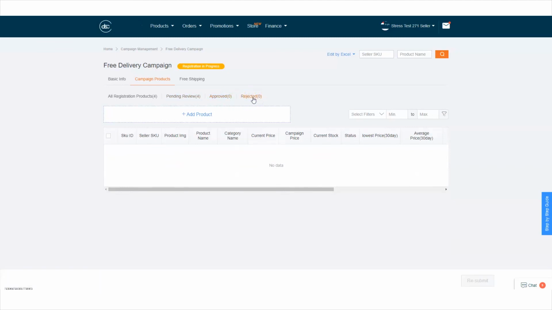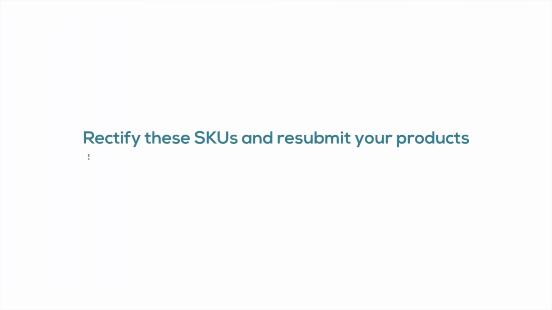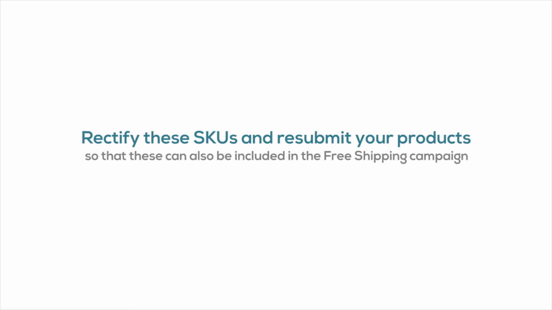Rejected. SKUs that are rejected by the RAS. Rectify these SKUs and resubmit your products so that these can also be included in the free shipping campaign.